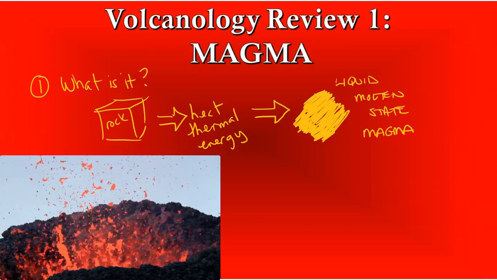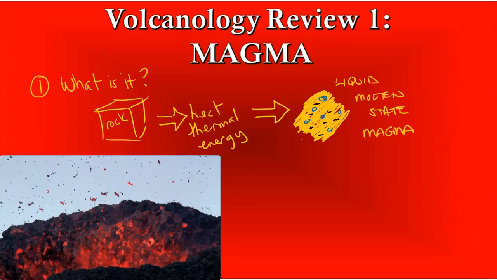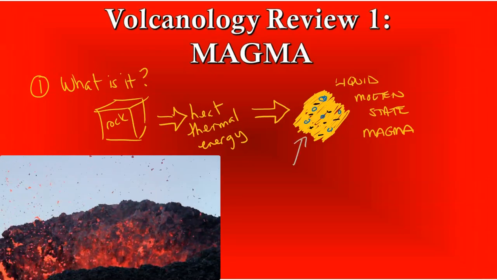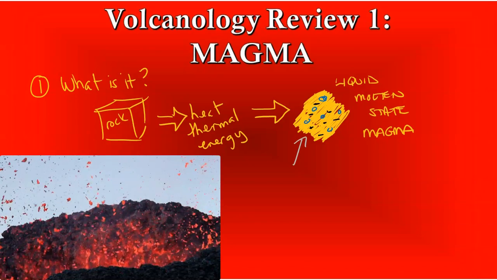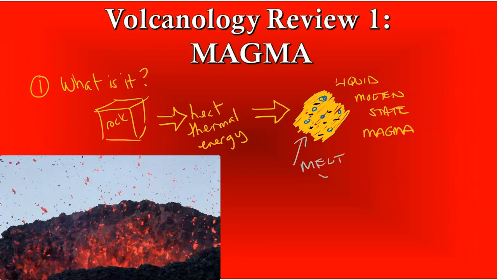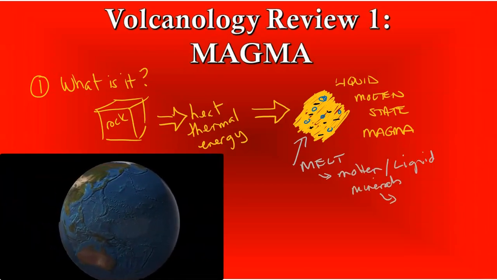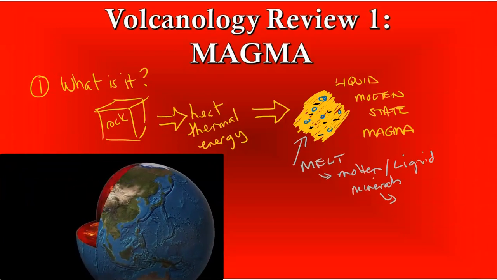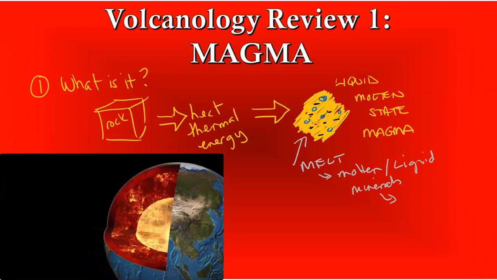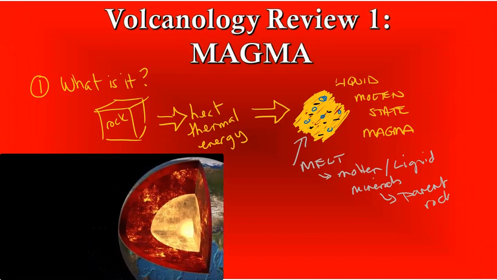Now this contains, so you have the yellow being the liquid part of the magma, the main component of it, and this is called melt. And this is formed from basic molten or liquid minerals. And the variation in minerals will come from the parent rock, which was melted back over here.